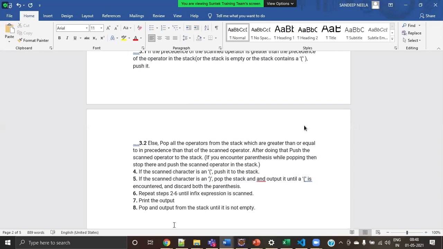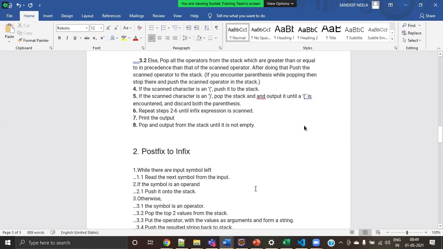Has everyone understood? Yes, sir. Okay, good. Sir, can we use two stacks also, sir? Like one we use for operands, and the other for operators. For operands, you need not use a stack. You can directly print if you encounter any operand. Okay. Yeah.